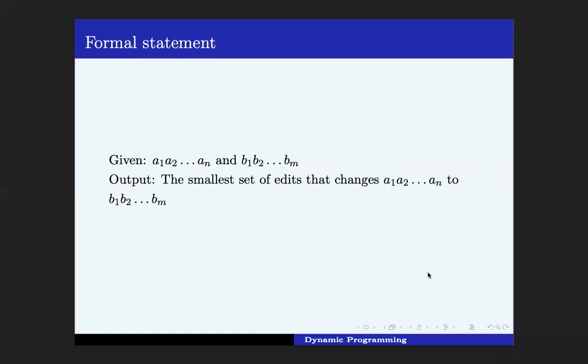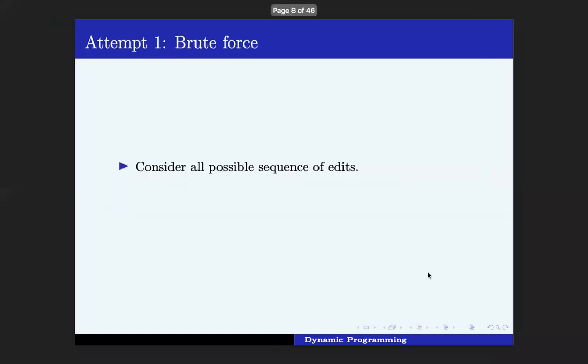So if we have to start with this one, the simplest thing that we can think of is to consider all possible sequences of edits and find the minimum of them. Now there is of course one problem. If I say go and find all possible sequences of edits that can convert one string to the other, that is possibly unlimited, right?